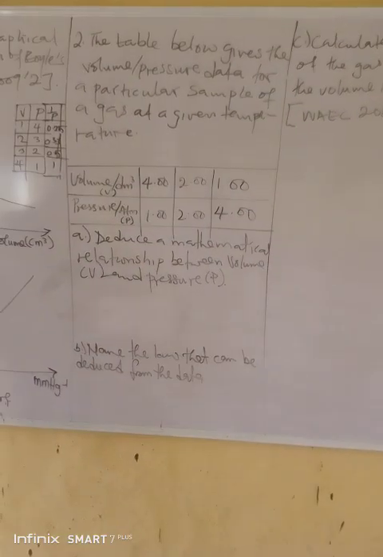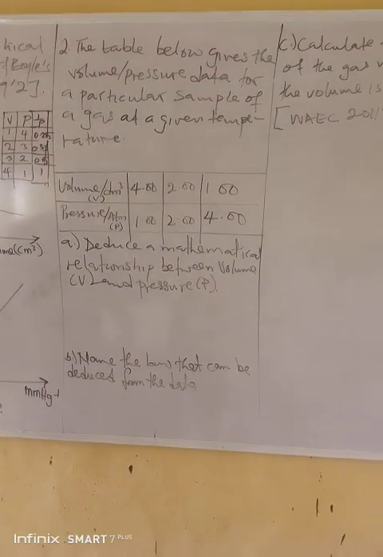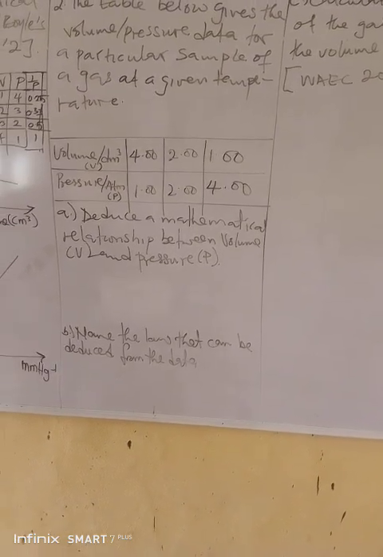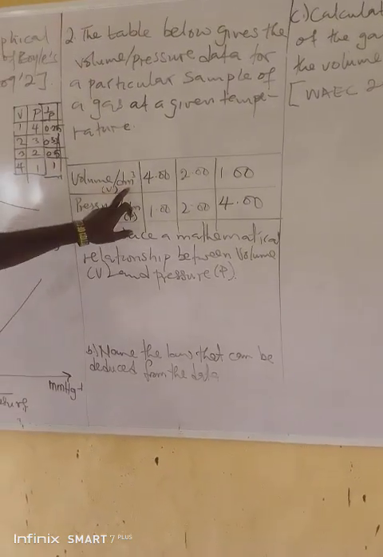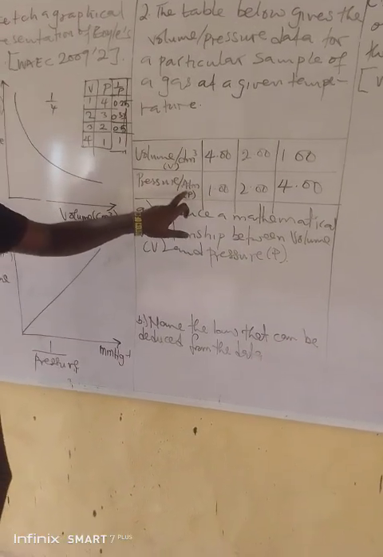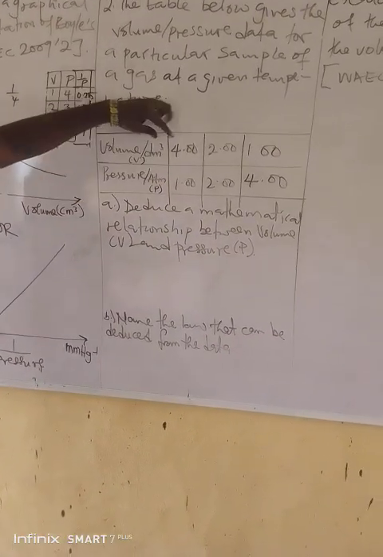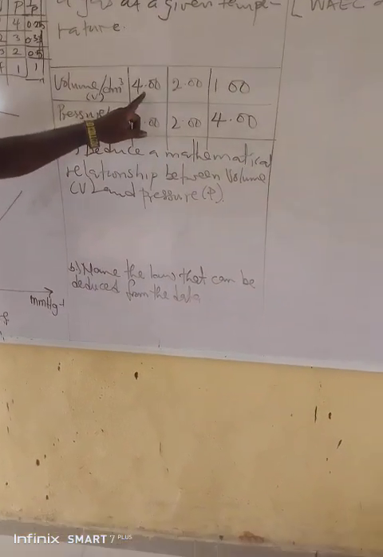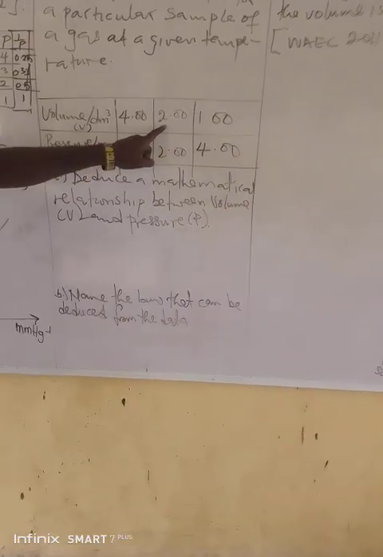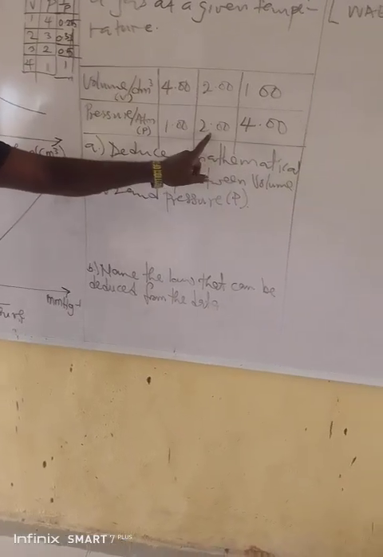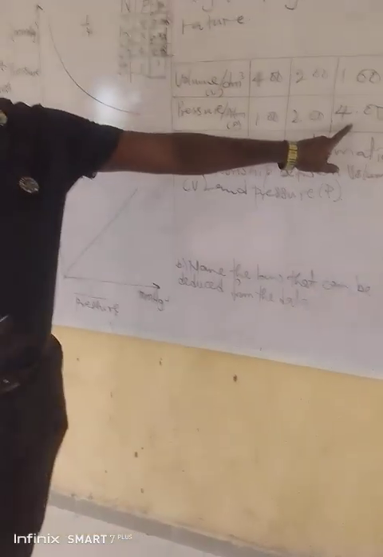So the second question is saying the table below gives the volume pressure data for a particular sample of a gas at a given temperature. We have volume in dm cube. I told you the unit of volume can also be in dm cube. You have pressure in atm, atmospheric pressure. Then when the volume was 4, the pressure was 1. When the volume now decreases from 4 to 2, this one increases from 1 to 2. Can you see that now? And this one decreases from 2 to 1. This one increases from what? 2 to 4.